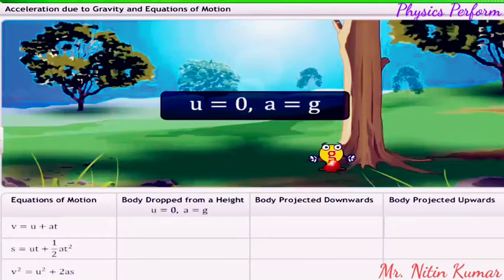Let's consider how the three equations change in this situation. Our first equation is v is equal to gt, where v is the velocity of the dropped body at the end of t seconds. Similarly, the second equation becomes h is equal to half gt square, where h is the distance covered by the dropped body at the end of t seconds. The third equation becomes v square is equal to 2gh, where v is the velocity attained by the dropped body at the moment it covers distance h.